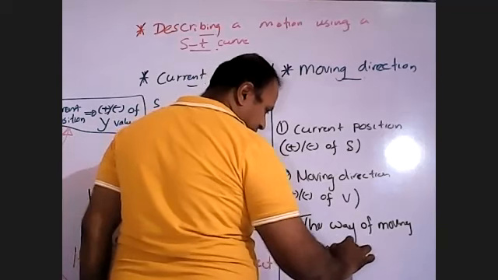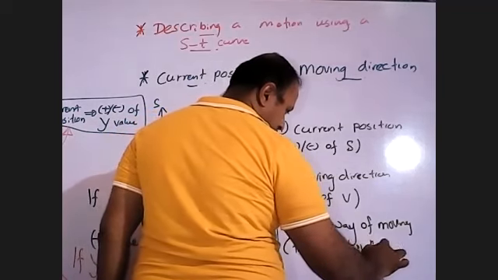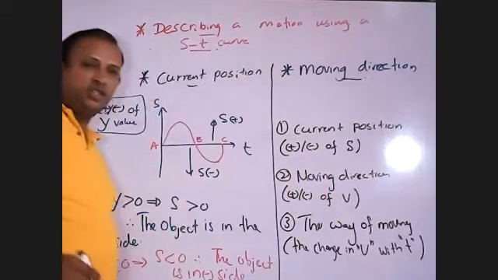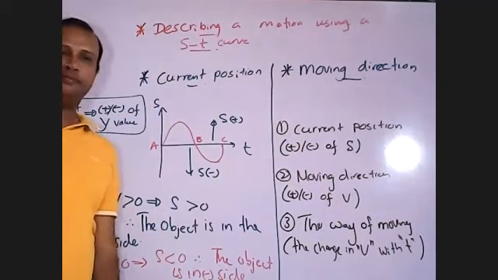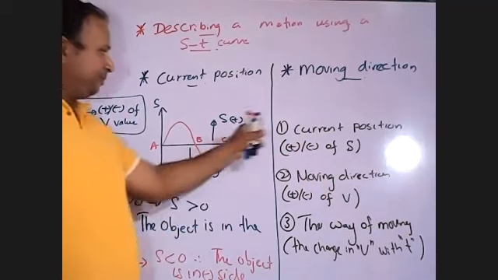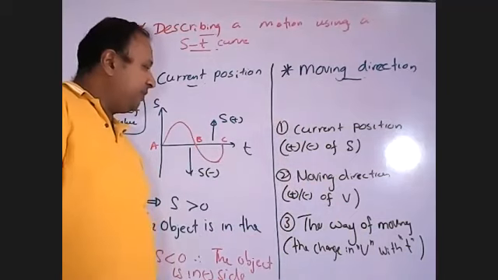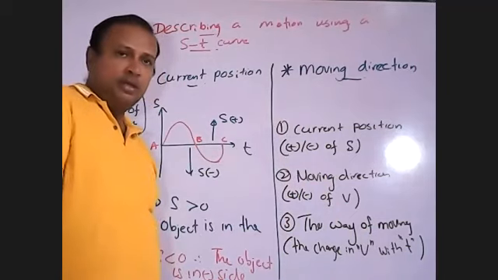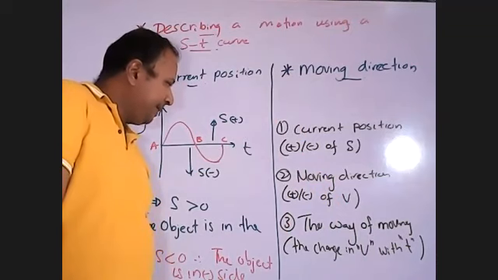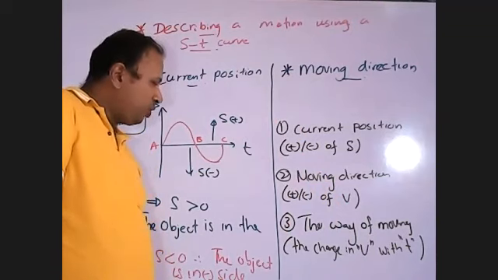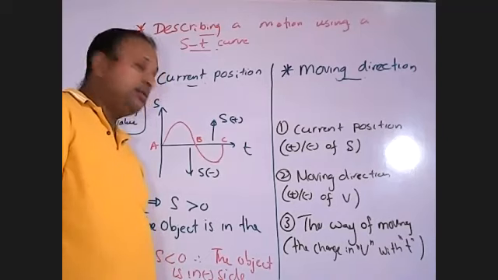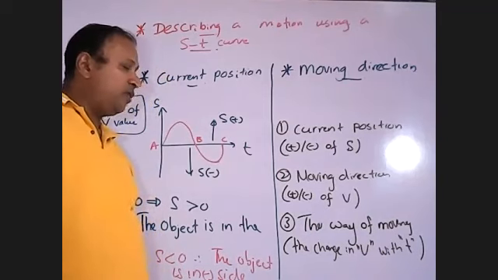The change in velocity with time. Write down this. Just these three factors: current position, decided by the positive or negativeness of S; moving direction, decided by the positive or negativeness of velocity; the way of moving, decided by the change in velocity with time.